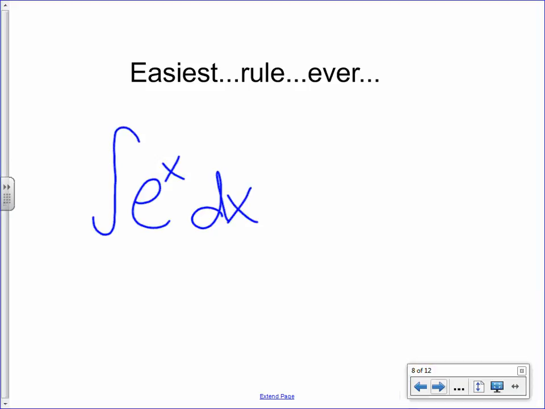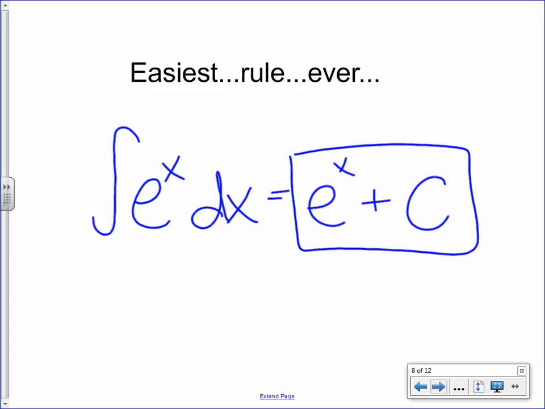E to the x. What's the derivative of e to the x? E to the x. What's the antiderivative of e to the x? E to the x, plus c. It can't get any easier than that, right? Other than the derivative of a constant, or 0. That one's pretty easy. Okay, what's the antiderivative of 0? C, all real numbers.